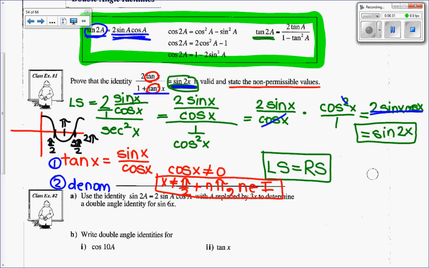Is there ever any way that 1 plus tan squared x would ever equal 0? No, there isn't. Because if tan is squared, whatever number tan is, even if it's negative, once it's squared it becomes positive. And then we're adding 1 to it. So it's always going to be positive. So there are no NPVs, non-permissible values, in the denominator. No restrictions. Another way that you might say it.